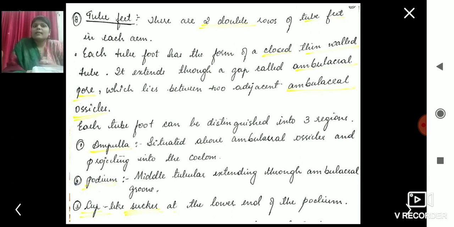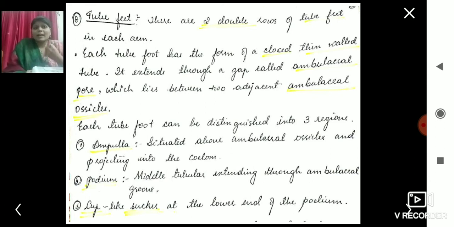Tube feet, there are two double rows of the tube feet in each arm. Each tube foot has the form of a closed thin walled tube. It extends through a gap called the umbilical pore, which lies between the two adjacent umbilical ossicles. So in detail we are writing here about the tube feet, because that is the main structure that we are going to concentrate on, which facilitates the water vascular system.